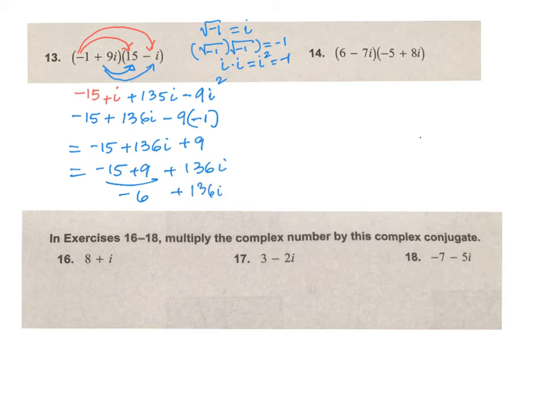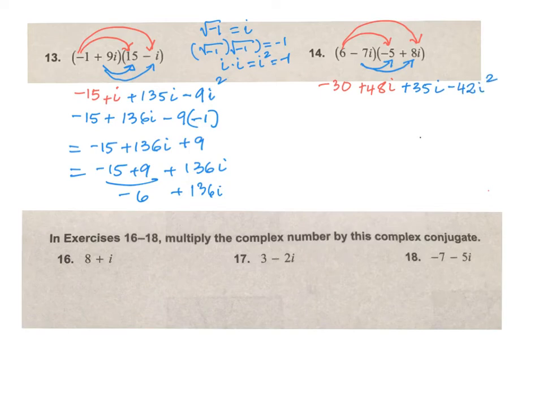In example number 14, we multiply using the FOIL method. 6 times negative 5 is negative 30. 6 times 8i is positive 48i. Negative 7i times negative 5 is positive 35i. And negative 7i times 8i is negative 56i squared.